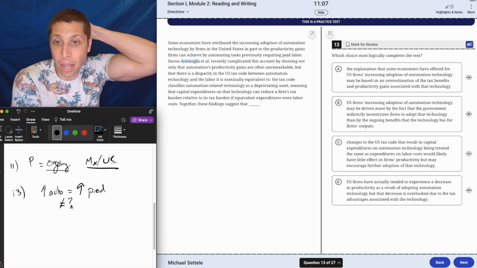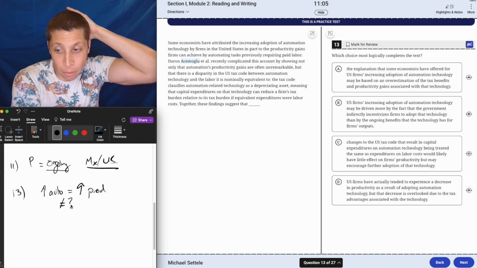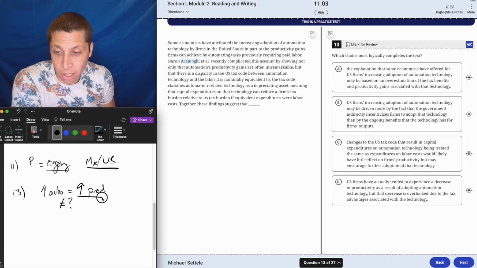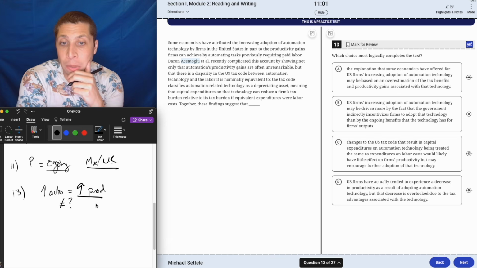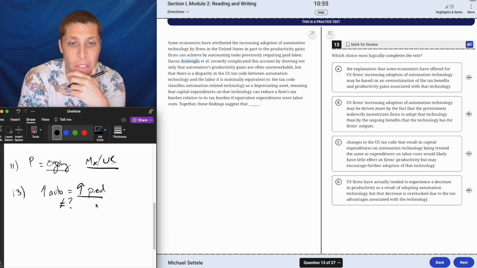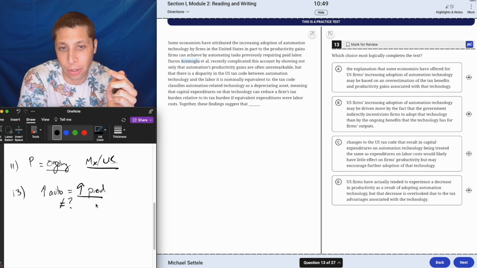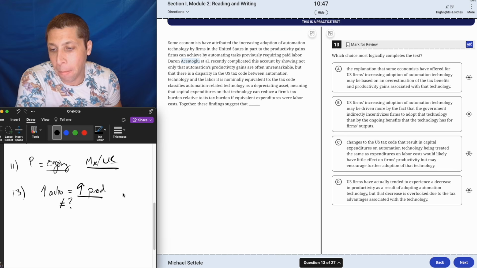Recently complicated by showing not only that automation's productivity gains are often unremarkable, meaning they're questioning this part, but that there's a disparity in the U.S. tax code between automation technology and the labor it is nominally equivalent to. The tax code classifies automation-related technology as a depreciating asset, meaning that capital expenditures on that technology can reduce a firm's tax burden relative to its tax burden if equivalent expenditures were on labor. So it's about money, right?